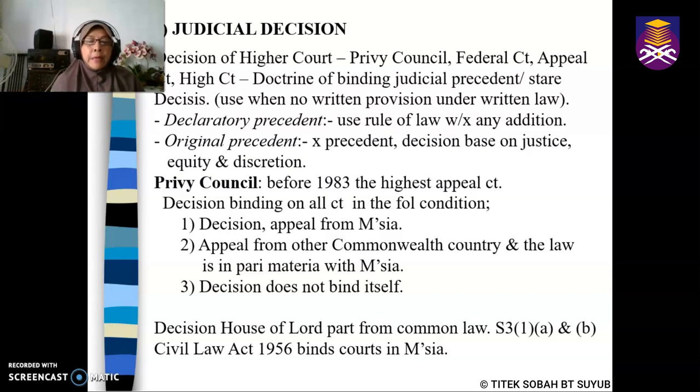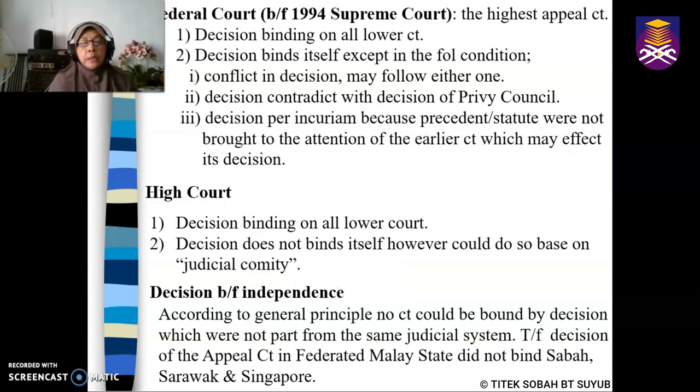And then, apart from the Privy Council, there is the decision of the House of Lords. So, what is the House of Lords? The House of Lords is the highest appeal court in England. So, in Malaysia, if there is a lacuna in our law, we are going to discuss the English principle after this. If there is a lacuna in our law, we can refer to English law, meaning we can refer to the English cases. These English cases are those cases which come from the House of Lords, okay? Because the House of Lords is the highest appeal court in England.